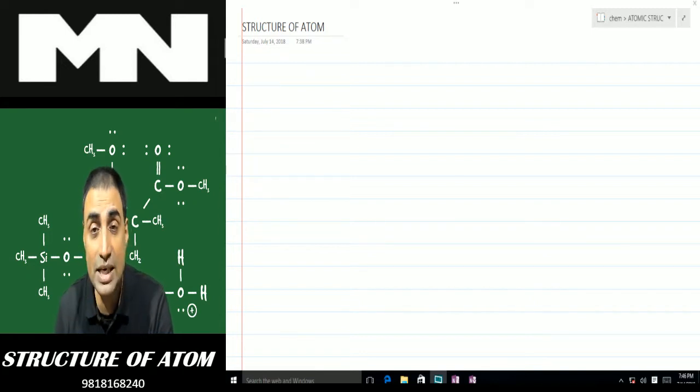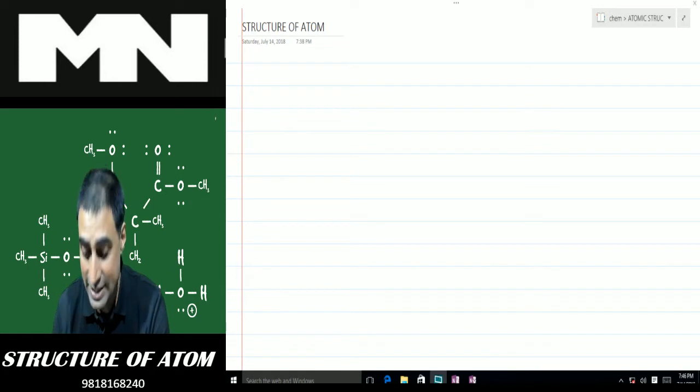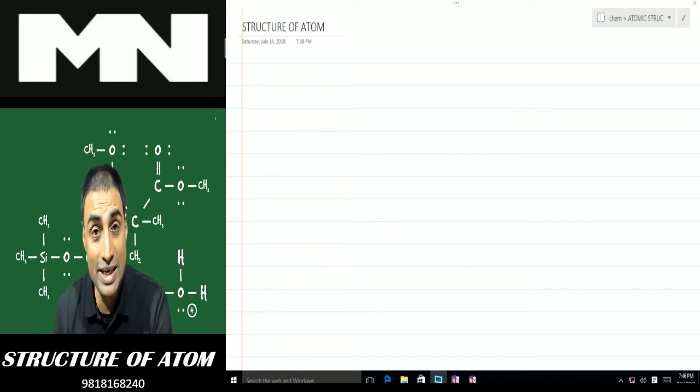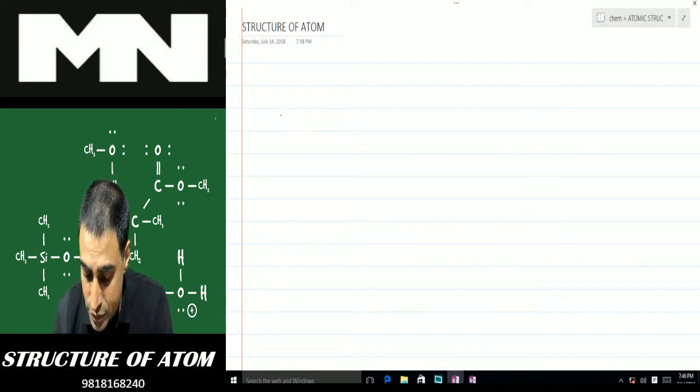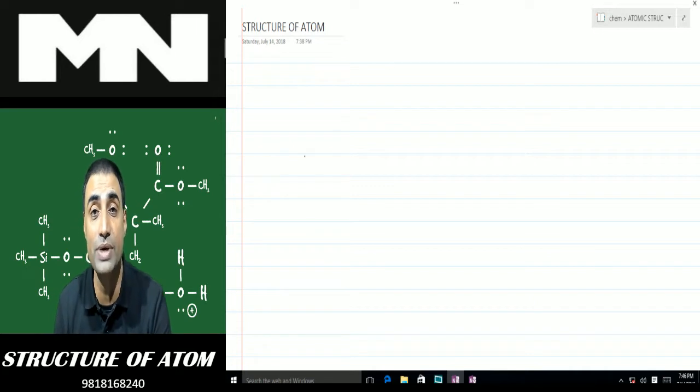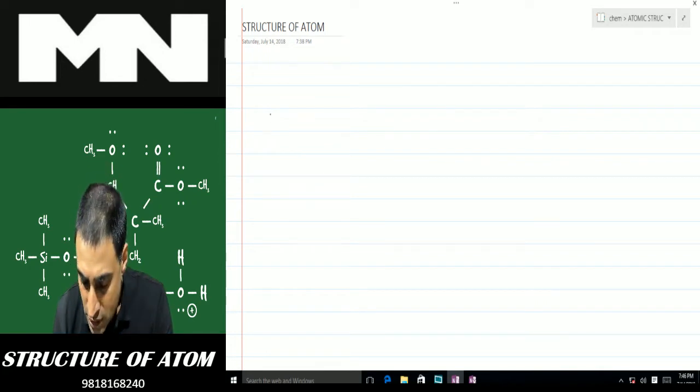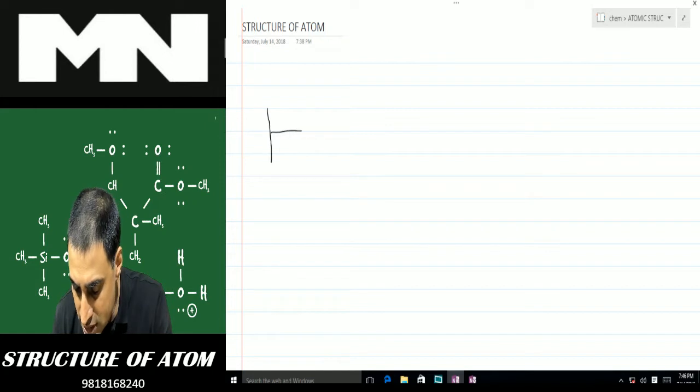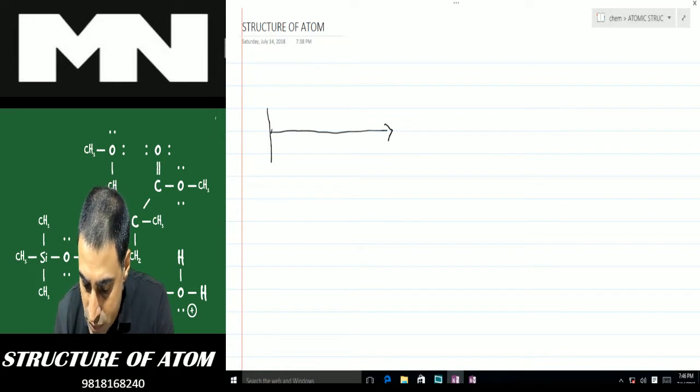So first I'll tell you what an electromagnetic radiation is. Well, an electromagnetic radiation consists of an electrical and a magnetic field which move perpendicular to each other and perpendicular to the direction of propagation. Now suppose this is the direction in which the wave is traveling. You'll have two different waves.